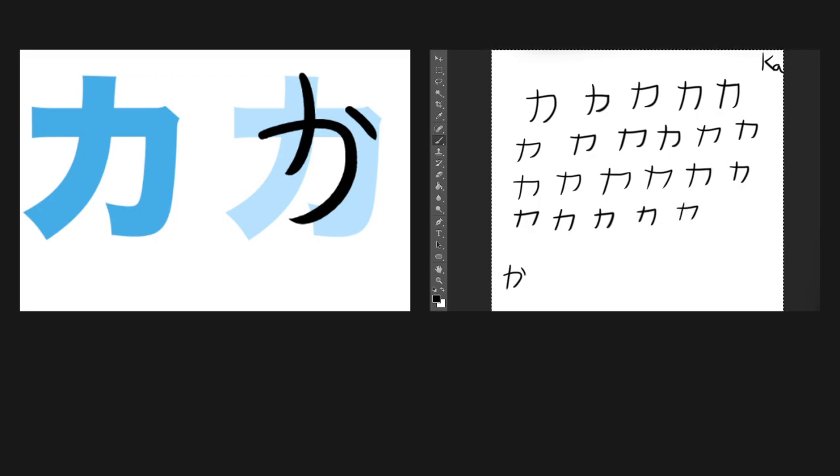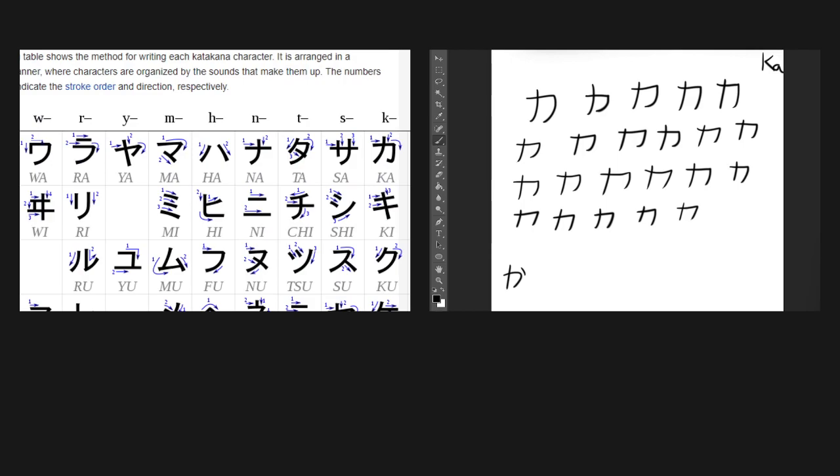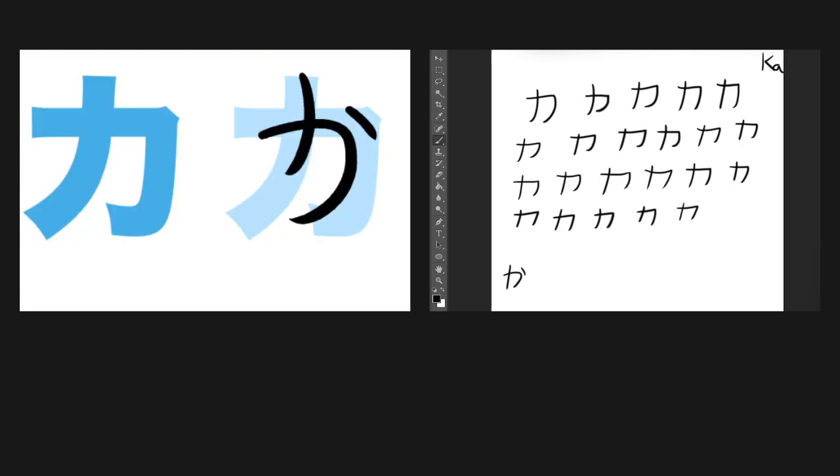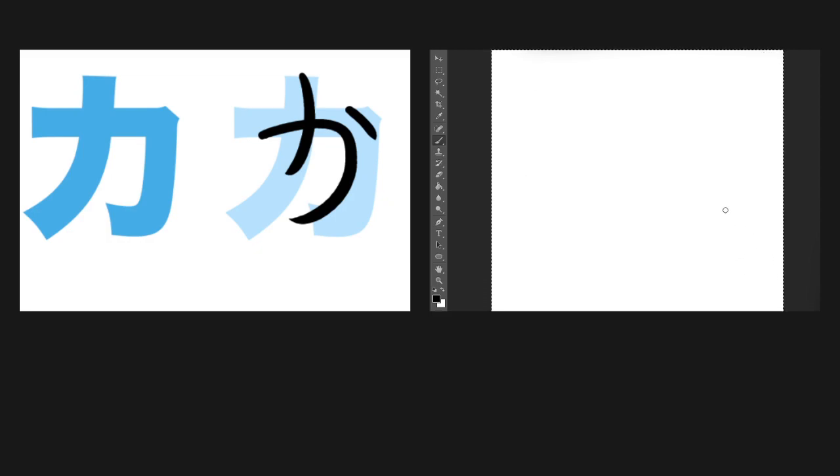And I hope I'm drawing it in the correct order also. Yes. No, I'm not drawing it in the correct order. So I guess just like a ka, you actually draw the horizontal one first. All right. Maybe that'll help it look nicer. Let's try a few more.